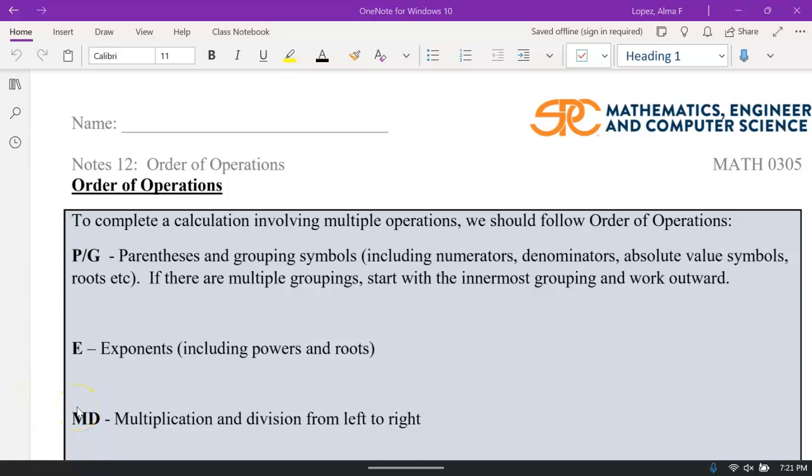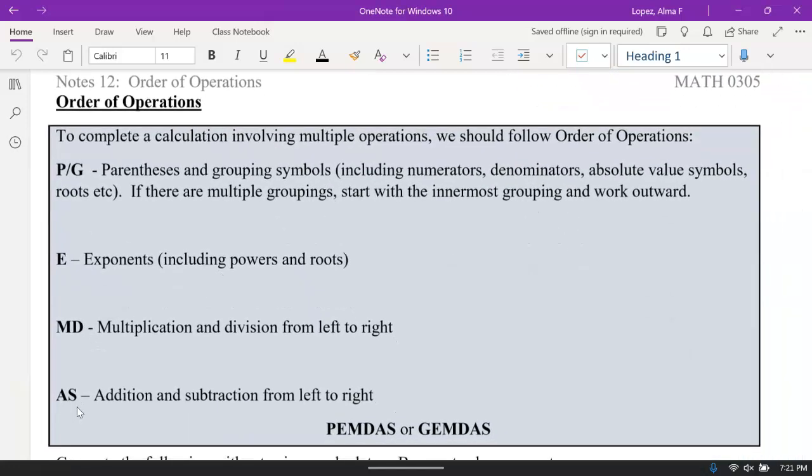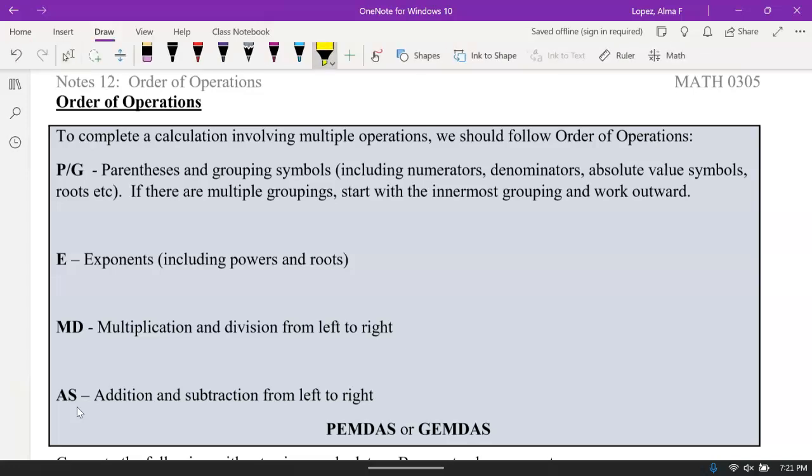Hello. In this video, we're going through Notes 12, Order of Operations. To complete a calculation, we actually have to follow these things called Order of Operations. And this process applies to every single math problem you'll do from this point forward. Let me go ahead and give you a little mnemonic device first of all.